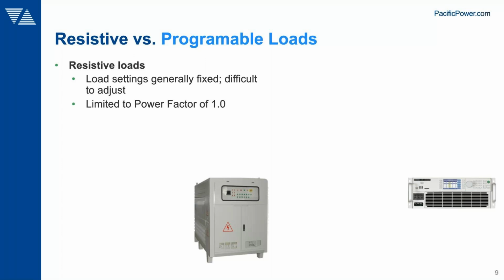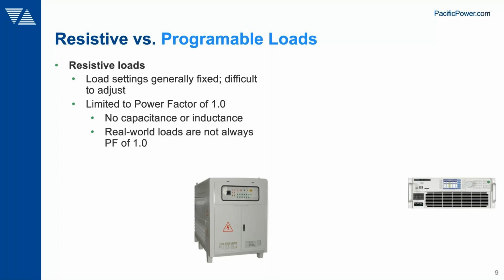They also produce load conditions that are always a power factor of 1, so the voltage and current are always in phase because they're resistive in nature. So unless you add capacitance or inductance, you always have a 1.0 power factor with these kinds of loads. And in the real world, a lot of loads are not necessarily purely resistive. So they often have a power factor that's less than 1. And in this situation, you're not generally replicating real life conditions with such resistive loads.